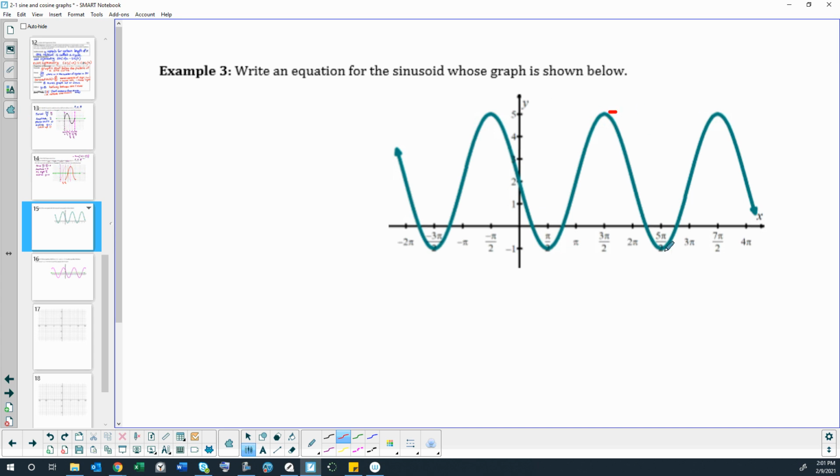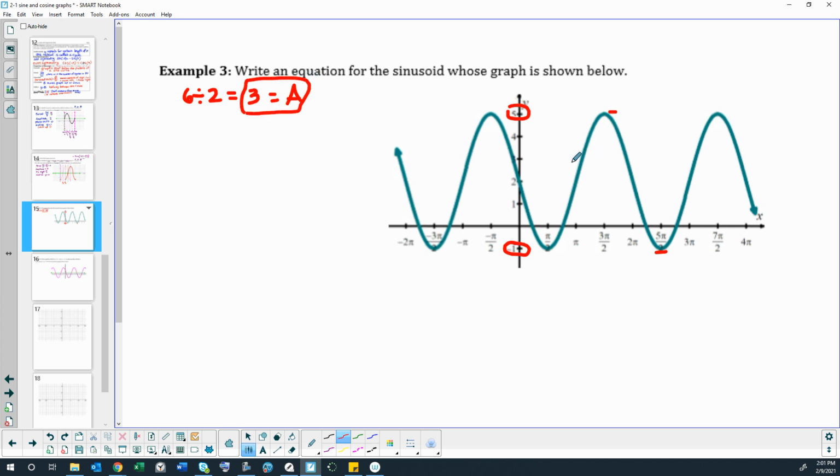So what we'll do is look from the top to the bottom. We've got this at 5, and this is at negative 1. So that's a total distance of 6, correct? That means 6 divided by 2 would be 3. So our amplitude for this graph is 3.